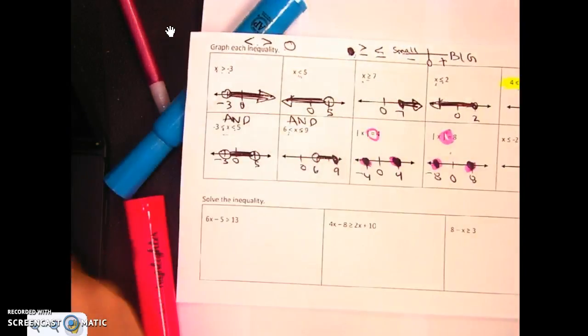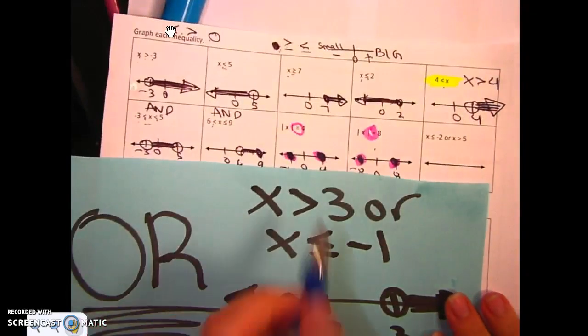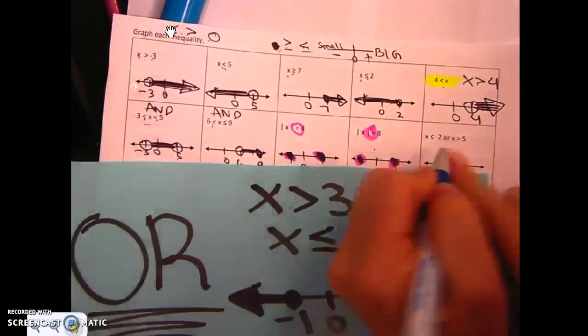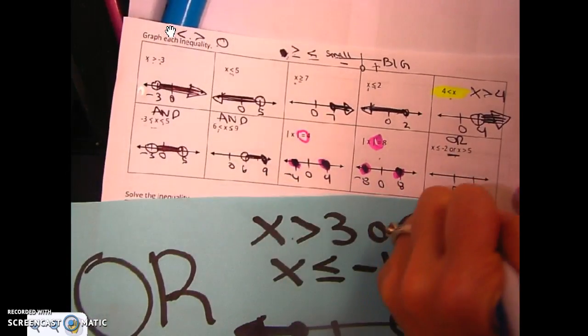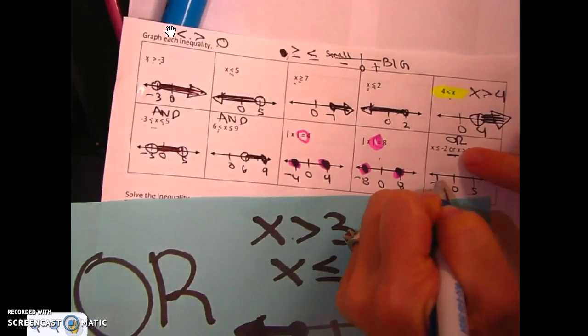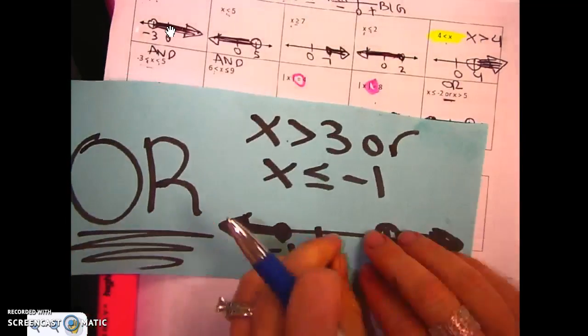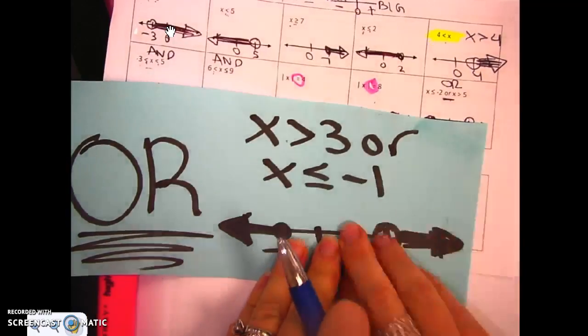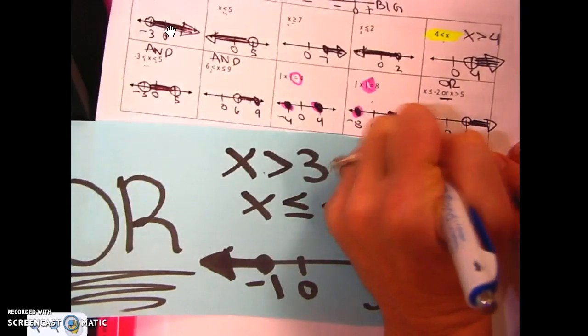This next one is an or. So if you look here, there's this or that. It literally says the word or. So 0, 5, -2. Open circle, closed circle. Or means away from each other. You're either this or this. Away, don't touch. This or this.